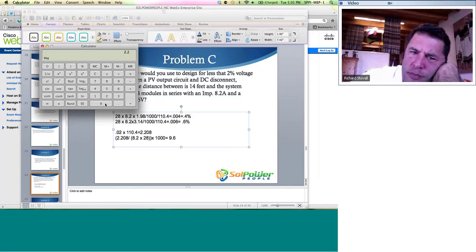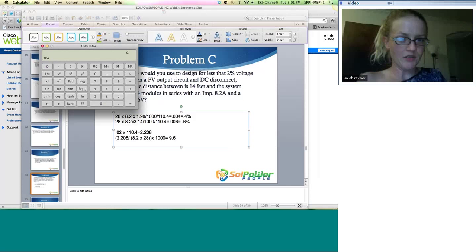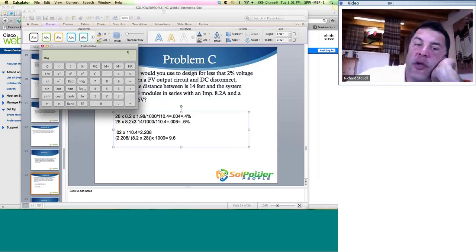Do the same calculation as up here. So you just created a resistive value in your calculation that is 9.6 ohms per 1,000 feet. Plug that into the previous calculation when you're trying to determine your voltage drop based on the resistance that you apply. Okay. Right.